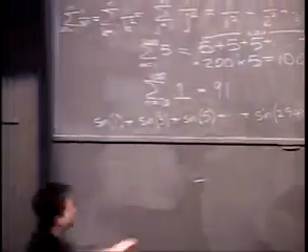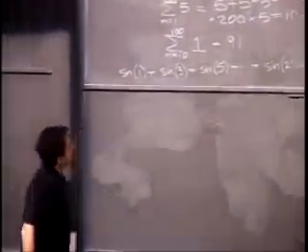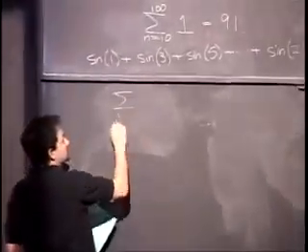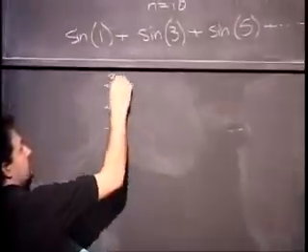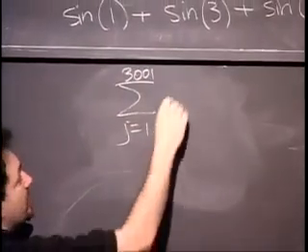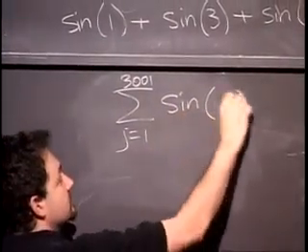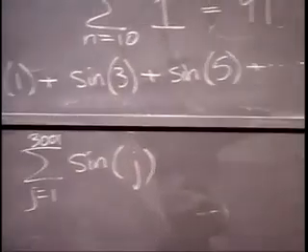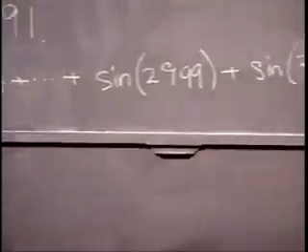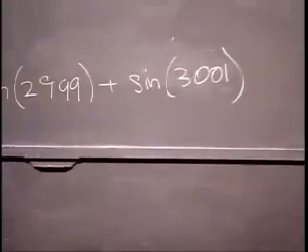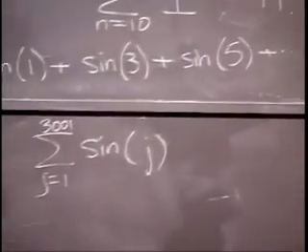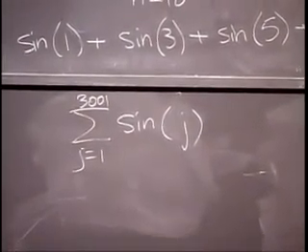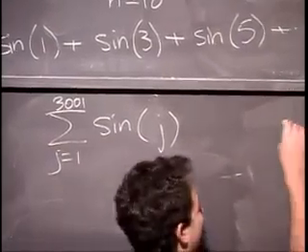Well, let's make a stab at it. We'd like to say maybe the sum from 1 to 3001 of sine j. That's not going to work, though, because you get sine 1 plus sine 2 plus sine 3 plus sine 4. So you get all the numbers, not just the odd ones. So how do you get the odd ones? Well, you do 2j plus 1, or 2j minus 1. So I'm going to pick 2j minus 1, and so this is no good.